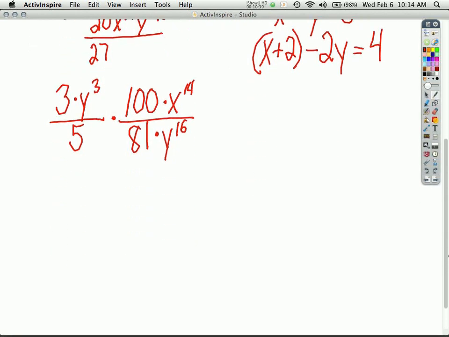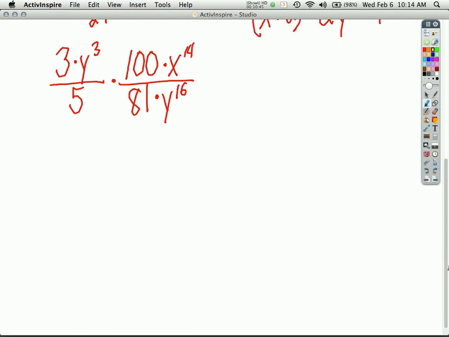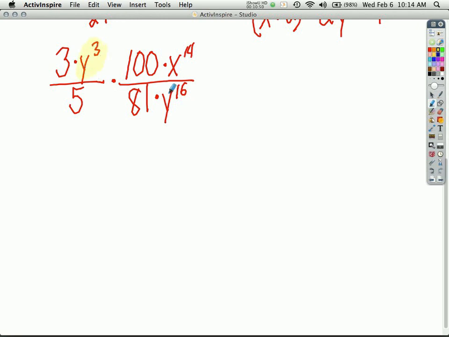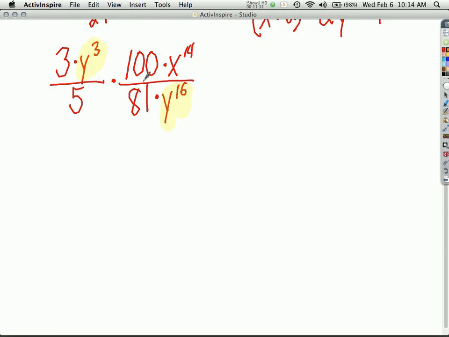So this is where some students weren't sure what to do. I know we haven't seen a case of a smaller exponent on top with a larger exponent on the bottom, but my method still applies. How many y's are there on the top? Tanelia? There's 3. How many y's are on the bottom? 16. So take 3 from here to get rid of the 3 up there. This now becomes 13.